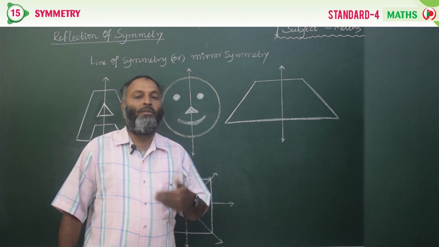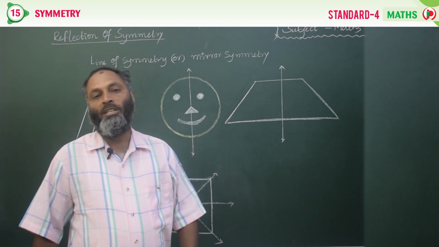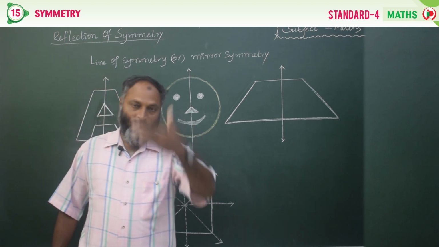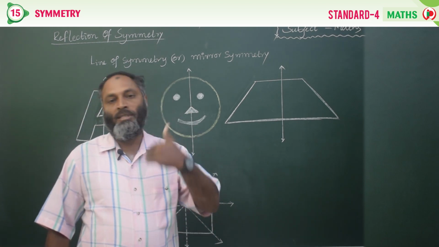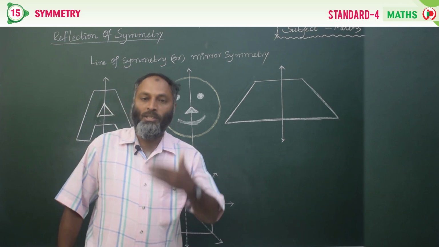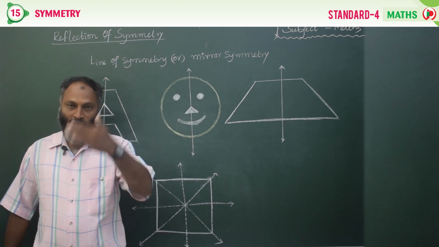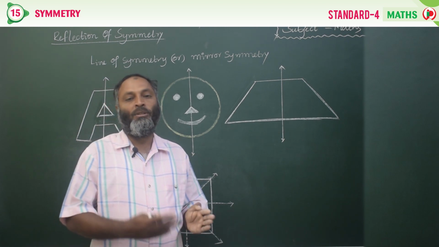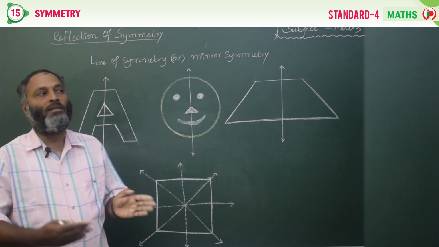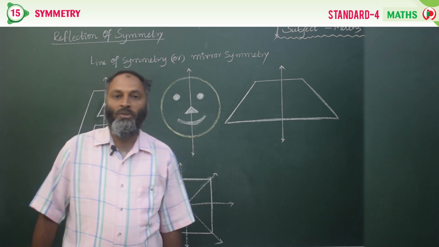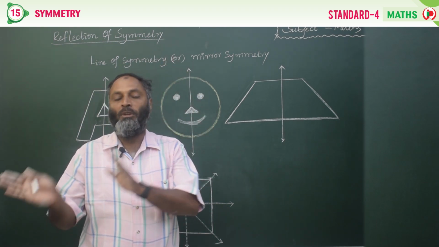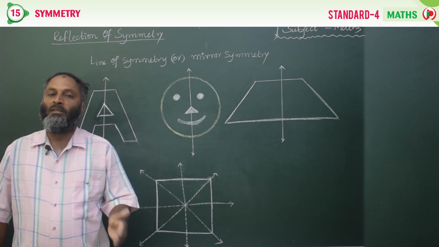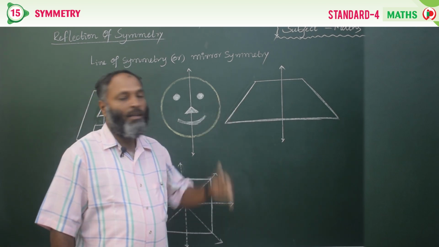Suppose you are standing in front of a mirror, so the image will form in the mirror. Then that mirror is a line. The mirror forms the same image inside it, so the line of symmetry is a mirror. We consider that the mirror is a line of symmetry. That is why the line of symmetry is also called mirror symmetry.